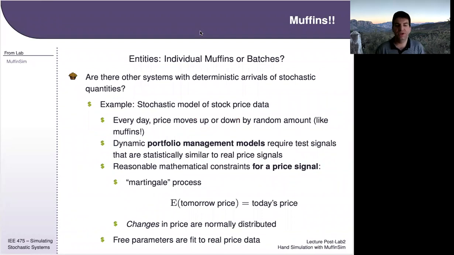We also hopefully noticed that you had deterministic arrival times. You knew that every time period, you're going to get a batch of muffins that arrive. But the number of muffins in that batch was the thing that was random. So we didn't randomize time, we randomized quantity. This is common in inventory management problems. For example, you know that you're going to open the store every day, but you don't know how much demand you're going to get that day.